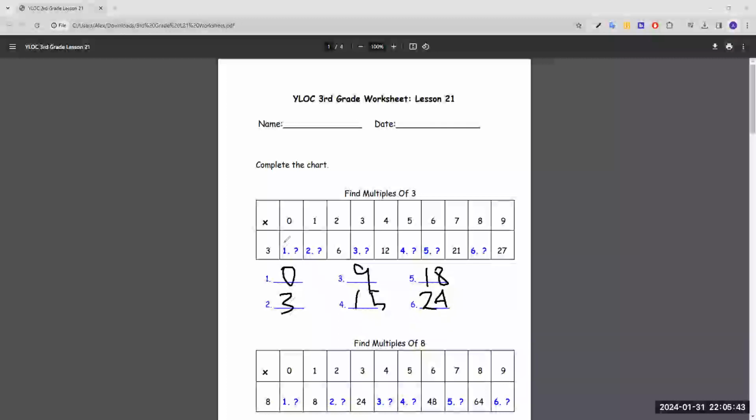Another way to look at it is that you can just add 3. Oh, sorry, wait. You can add 3 onto every column. So it's 3, 6, 9, 12, and so on.